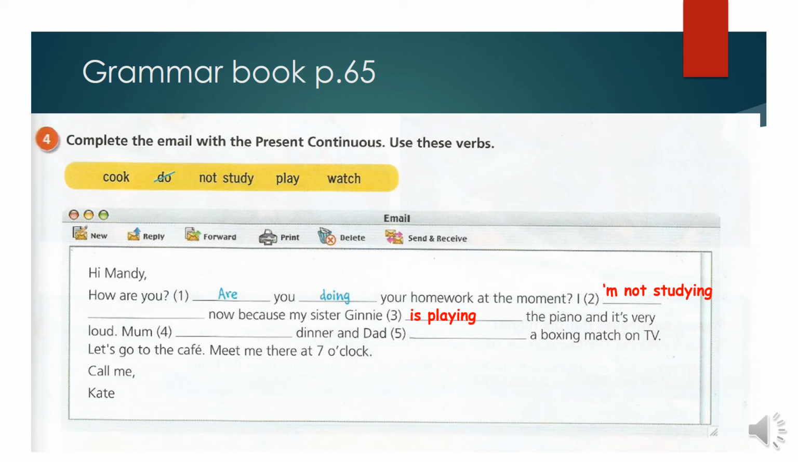Mom, what is she doing? Look at this. Mom is cooking dinner. And Dad is watching a boxing match on TV. Let's go to the cafe. Meet me there at 7 o'clock. Call me, Kate. Okay?